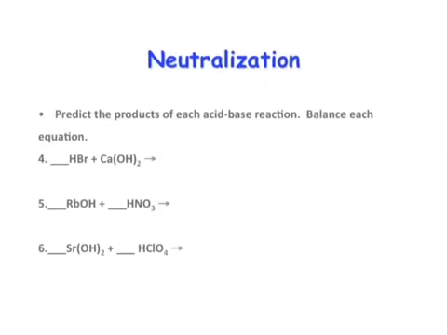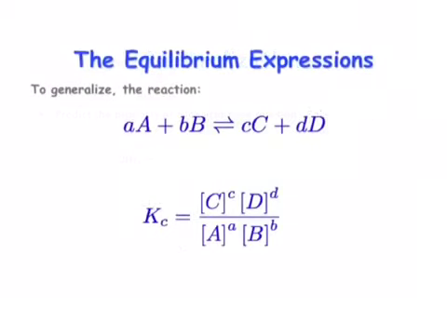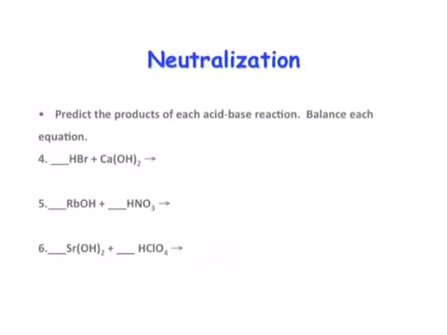Yes? These are fun. HBr and calcium hydroxide. H2O and Ca. Ca is a +2, Br is a -1, so CaBr2. Next. What's the product? Water.